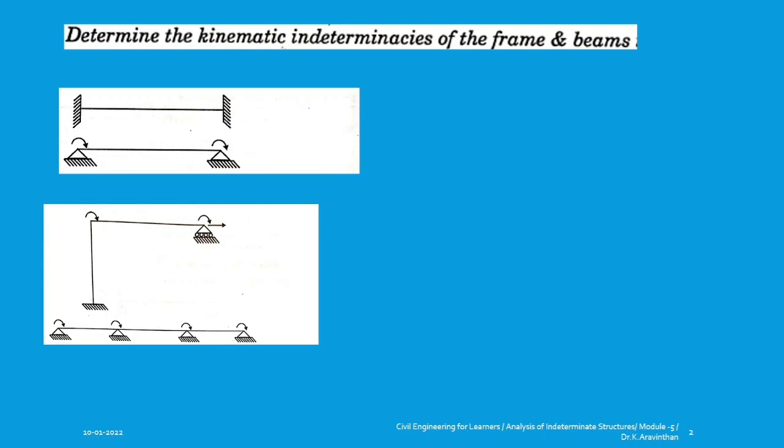Number of support reactions: you have 3 support reactions here and 3 support reactions here, and you can add that. So totally you will have 6 minus 3, your answer is 3. So your redundancy or indeterminacy will be 3 in the matrix flexibility method. This beam has a kinematic indeterminacy. What does kinematic indeterminacy mean?